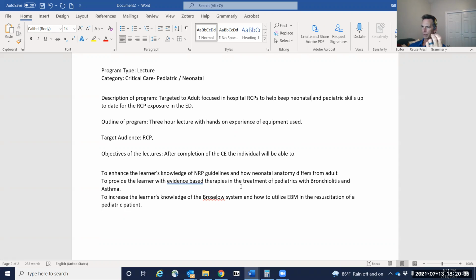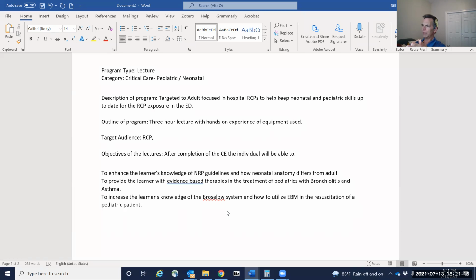And the last one is to increase the learner's knowledge of the Broselow system and how to utilize EBM in the resuscitation of pediatric patients. This one I have a problem with. My problem is this: how to utilize EBM in the resuscitation of pediatric patients. Well, that one is really, really broad. You can certainly talk about resuscitation in the pediatric patient and what the evidence is, but how do you utilize that? In other words, it's very confusing how they're going to measure that.